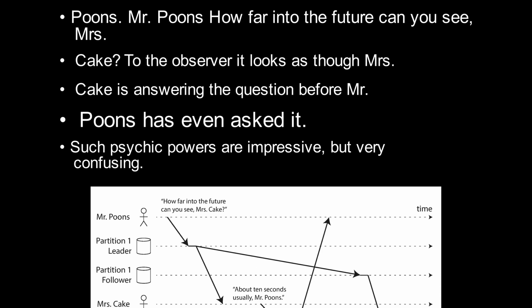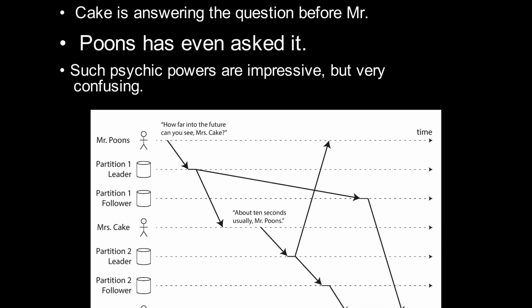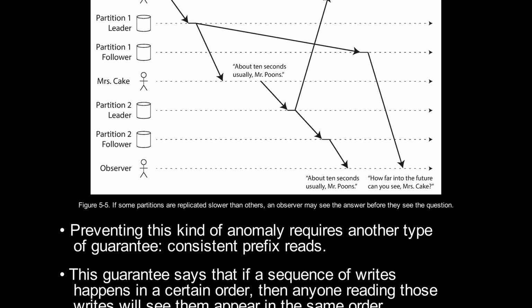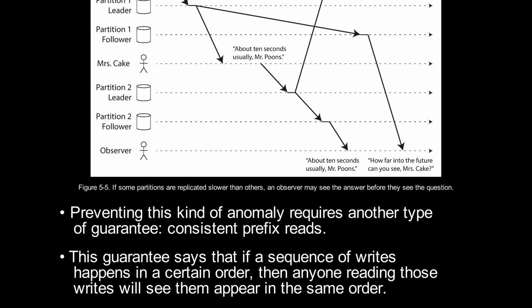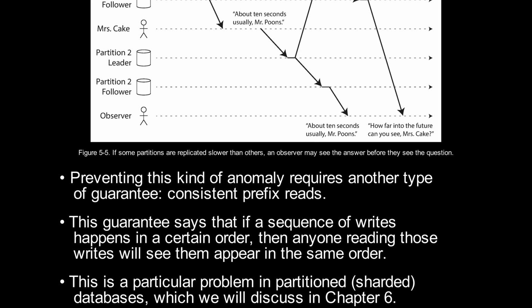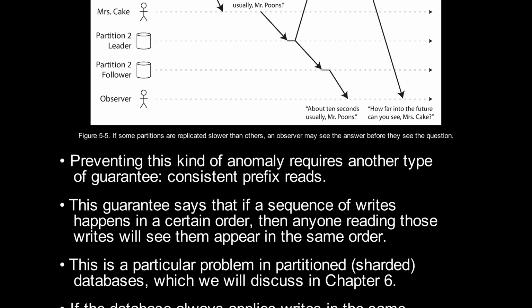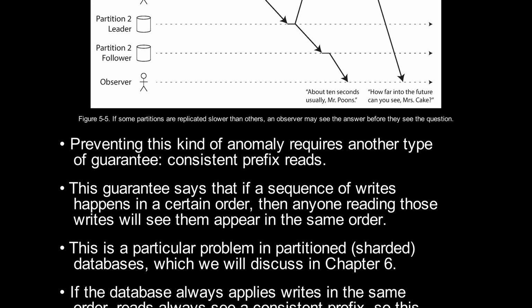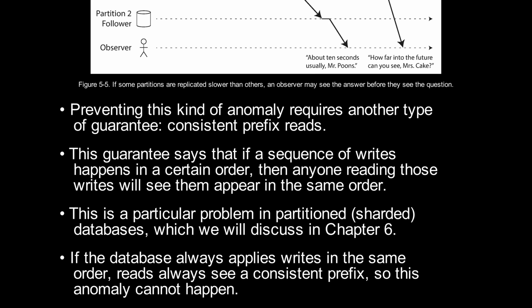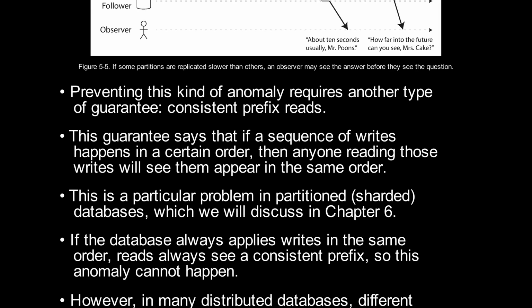Figure 5-5. If some partitions are replicated slower than others, an observer may see the answer before they see the question. Preventing this kind of anomaly requires another type of guarantee. Consistent prefix reads. This guarantee says that if a sequence of writes happens in a certain order, then anyone reading those writes will see them appear in the same order. This is a particular problem in partition-sharded databases, which we will discuss in Chapter 6.